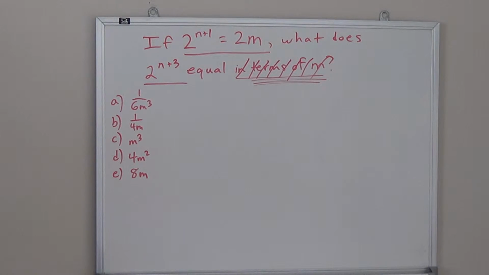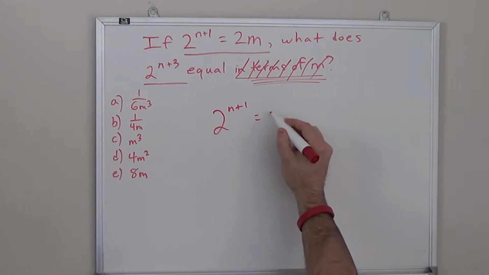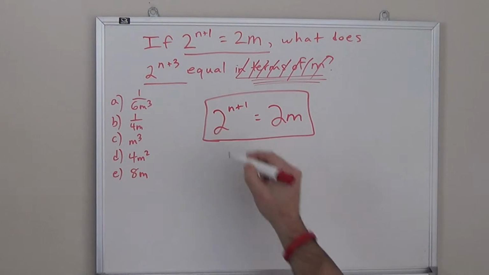So there's probably 2 ways you could do it. I'll go for the easier way and then I'll show you the harder way second, so you have your choice. I think just about everyone is going to have a real issue doing this algebraically. So let's look at what it says. 2 to the n plus 1 equals 2m. Well, this is true. They're telling us this is absolutely true.